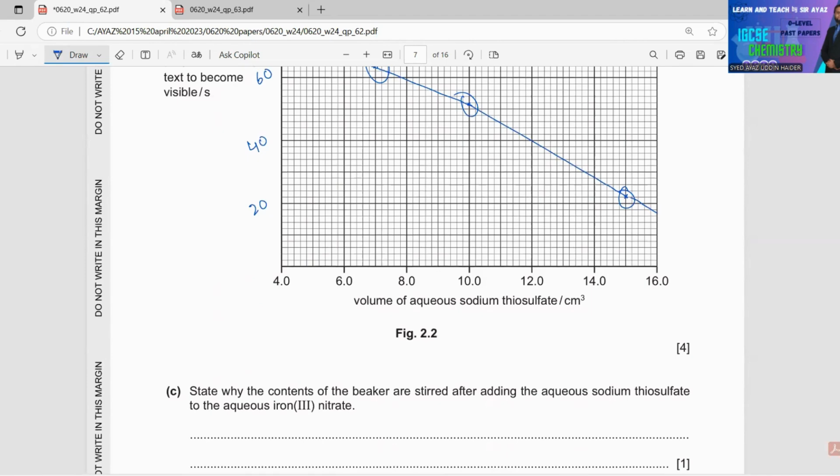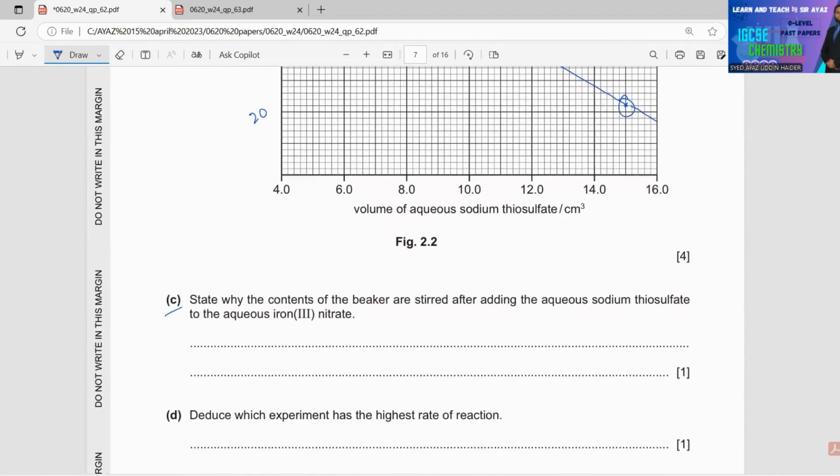Moving to the next part, which is part C. State why the contents of the beaker are stirred after adding the aqueous sodium thiosulfate to the aqueous iron 3 nitrate. Definitely, in order to mix the reactants.